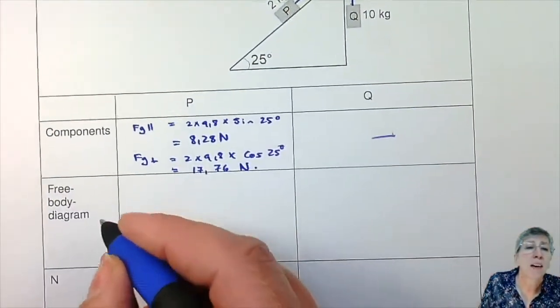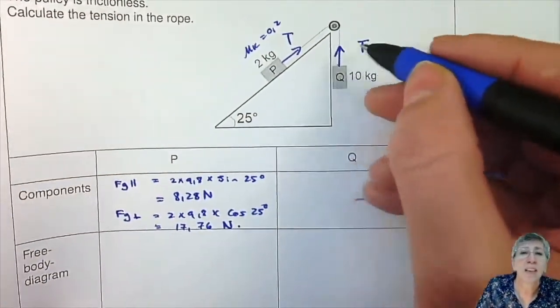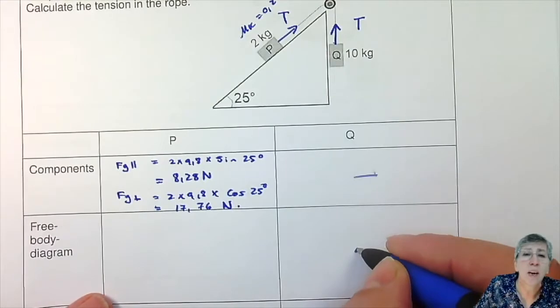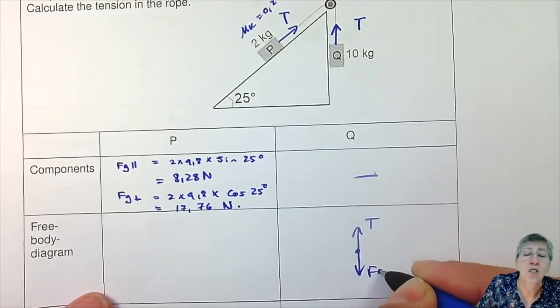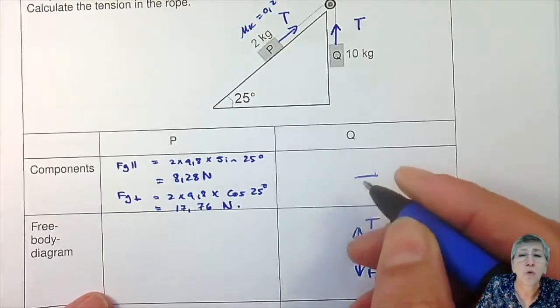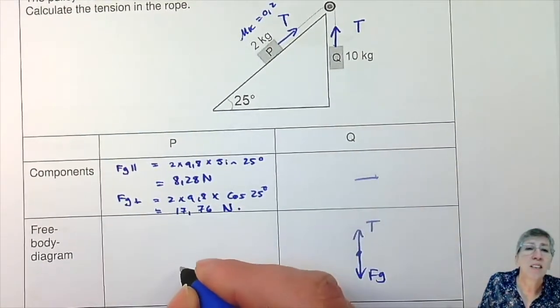Right, okay, next up, free body diagram. Now this one is actually the easier one. It's hanging still, so there we only have the tension in the rope and the gravity. It's not on a surface, so we won't have a normal force, we won't have a friction force. Right, now we're looking at this one.